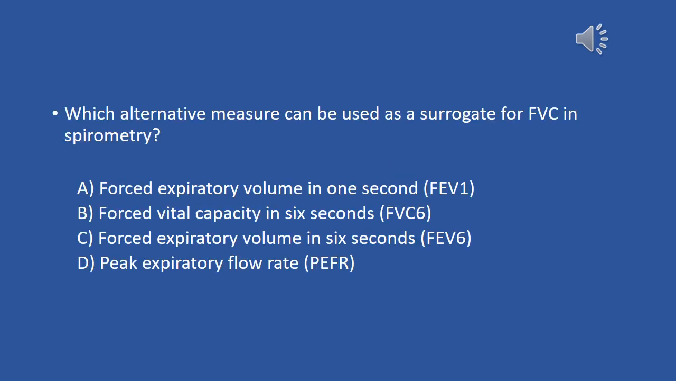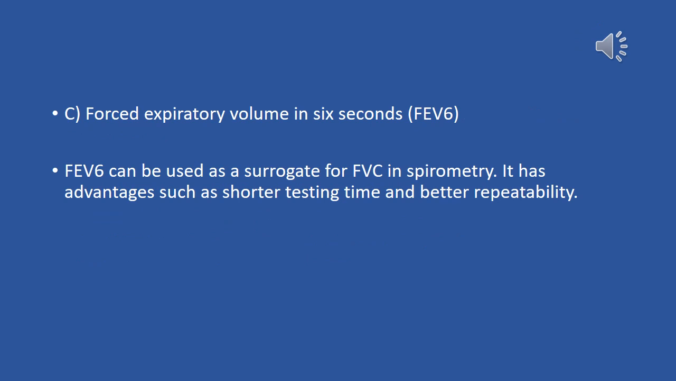Which alternative measure can be used as a surrogate for FVC in spirometry? A. Forced expiratory volume in 1 second. B. Forced vital capacity in 6 seconds. C. Forced expiratory volume in 6 seconds. D. Peak expiratory flow rate. Answer C. Forced expiratory volume in 6 seconds. FEV6 can be used as a surrogate for FVC in spirometry. It has advantages such as shorter testing time and better repeatability.